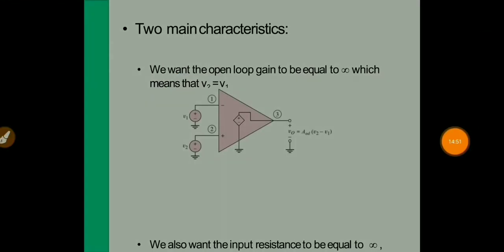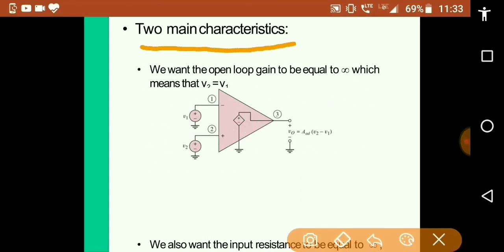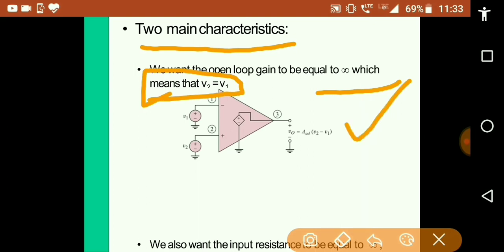So students, this is the main characteristic of an operational amplifier. When we want the open loop gain to be infinite, it is possible when V2 equals V1. So this is known as the concept of virtual short. And next, we also want the input resistance to be infinite. So these are the two main characteristics of an operational amplifier. One is the concept of virtual short, meaning V2 equals V1, which is only possible in an ideal operational amplifier, and input impedance is infinite.